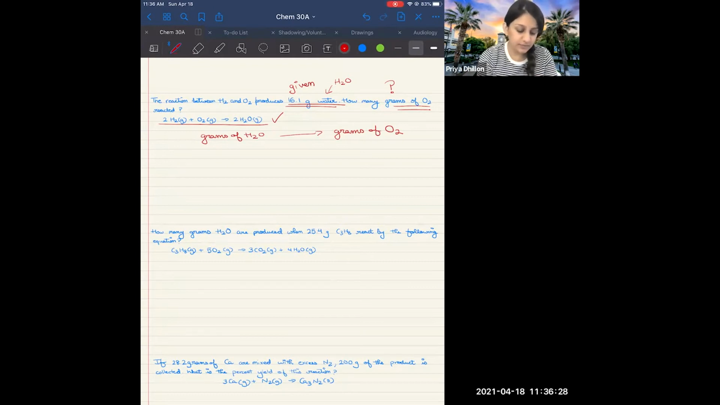So let's add the given information here. We have 16.1 grams of H2O. First, we'd like to get rid of the grams of H2O, right? So can you tell me how many grams of H2O I have in 1 mole? Basically, the molar mass of H2O from your periodic table.